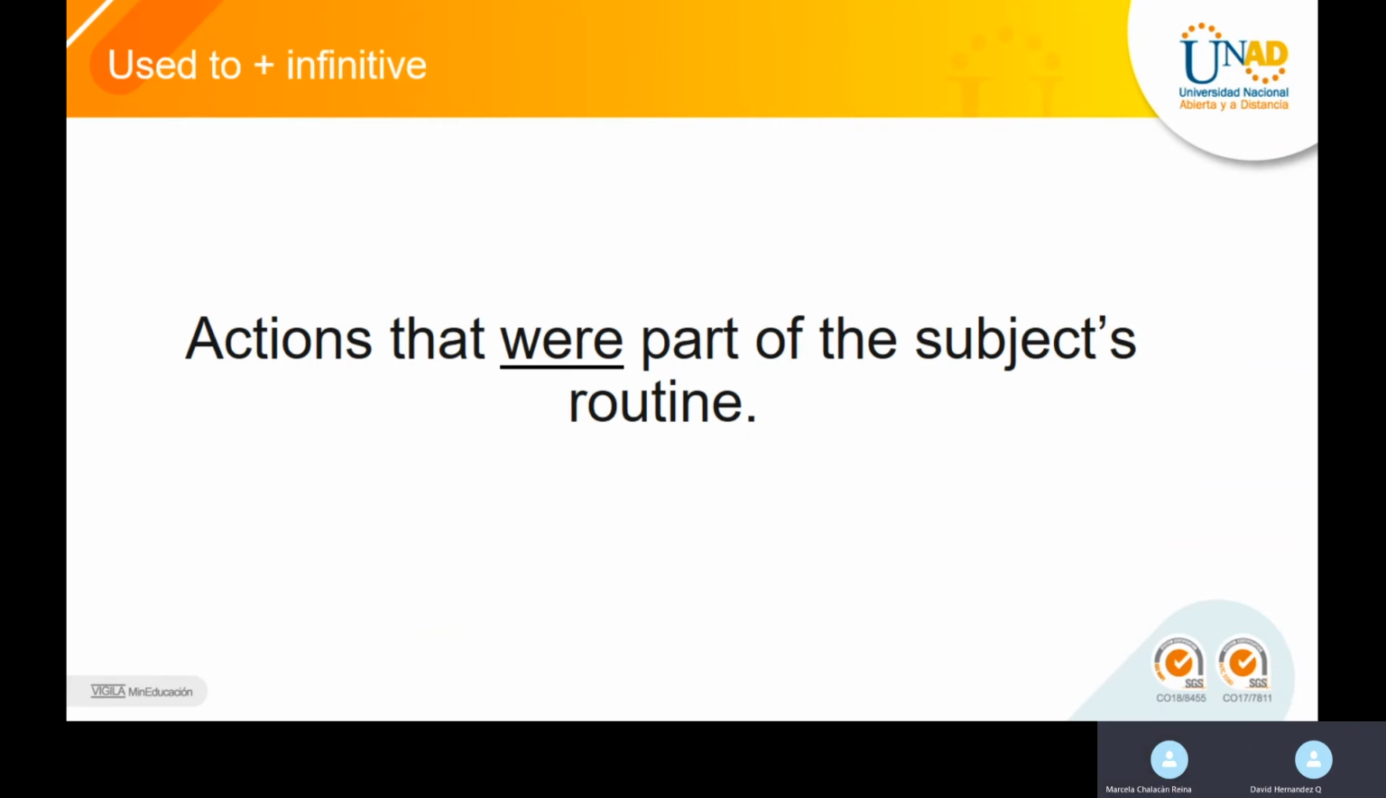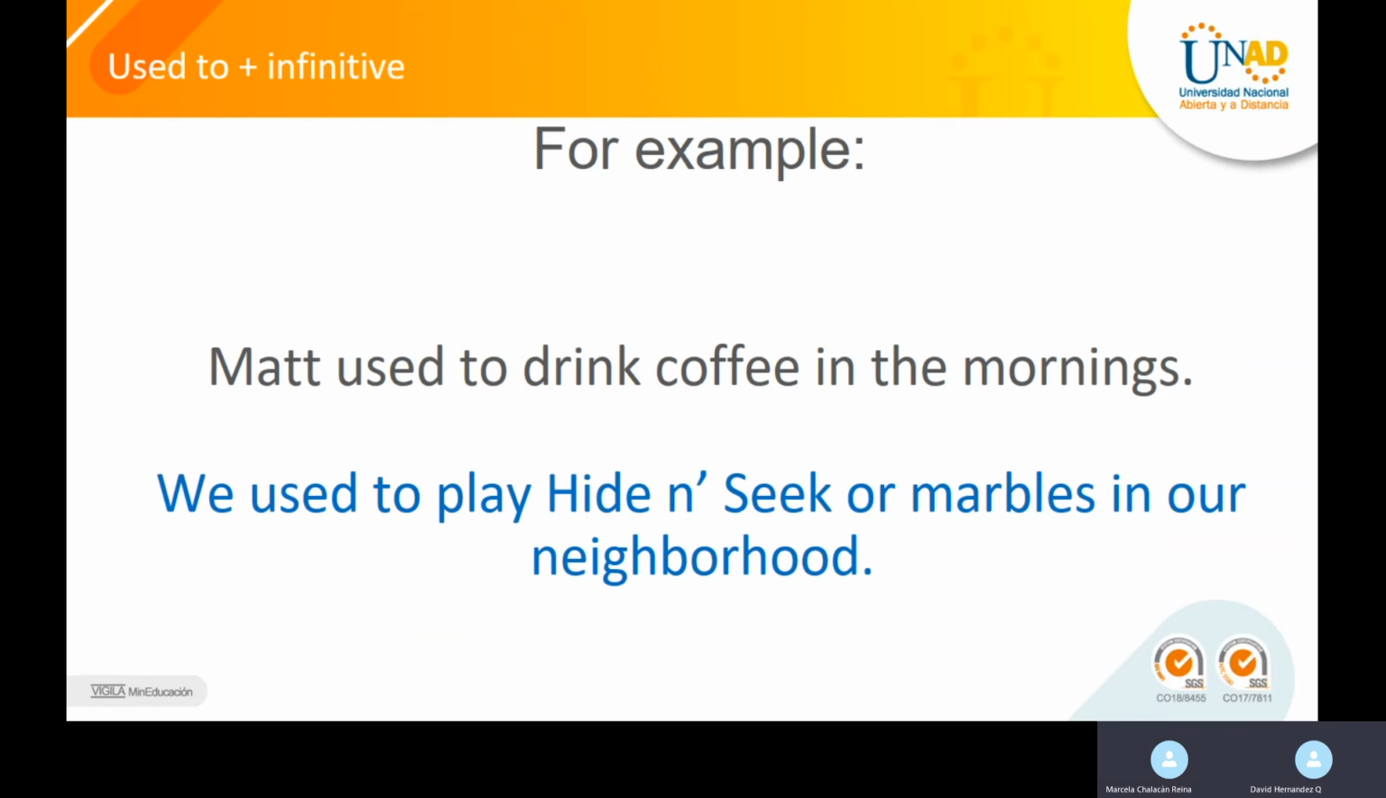Right. So "used to" plus the infinitive is to talk about routines that are no longer part of our routine. So they are past, they are history. For example, Matt used to drink coffee in the mornings. He doesn't do it anymore. He prefers tea now, maybe soda.